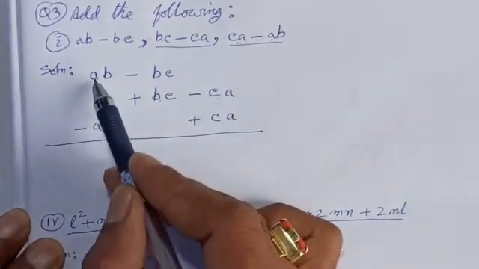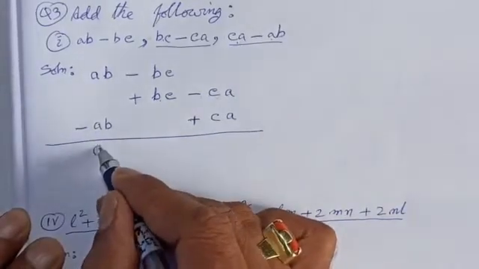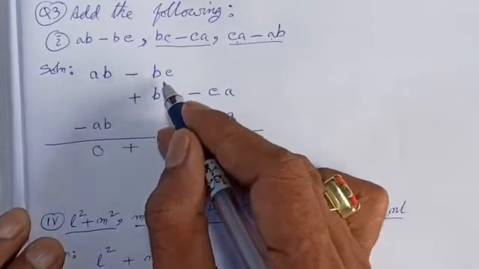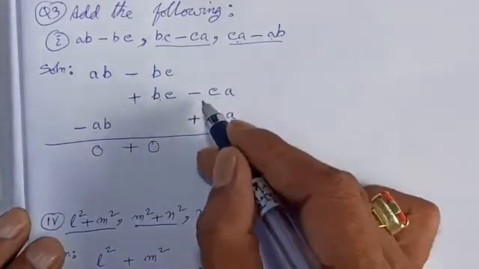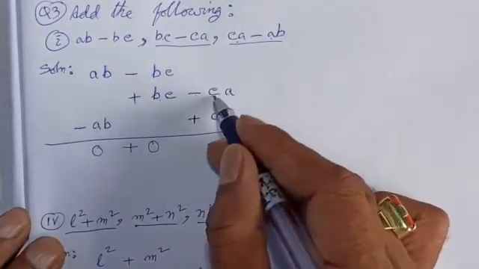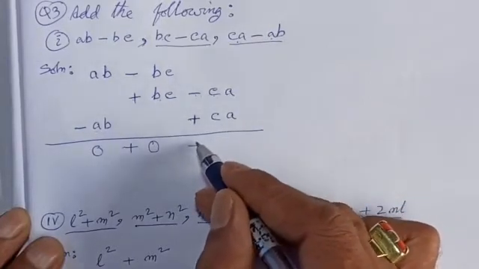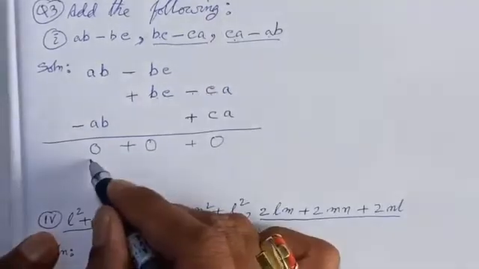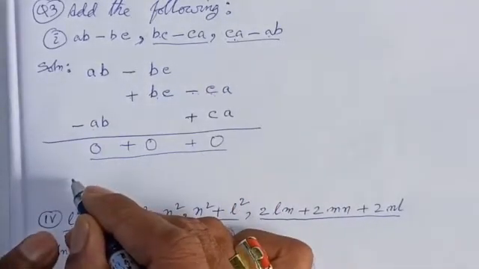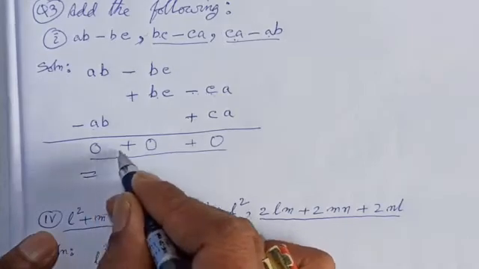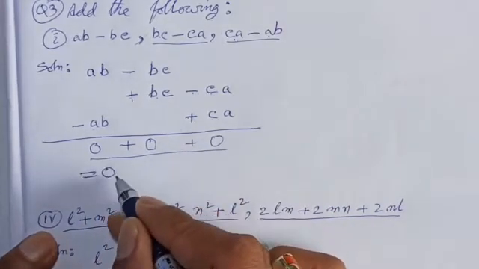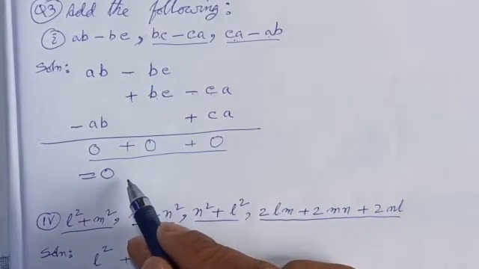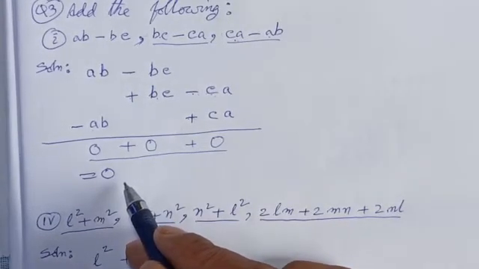Now AB minus AB will be 0. Here is minus, here is plus. If we subtract BC minus BC, that is also 0. Here is minus, here is plus, so CA minus CA is also 0. So here the answer is 0. This is equal to 0. Here this Roman number 1 is over. Roman numbers 2 and 3 are the same, so you try 2 and 3.